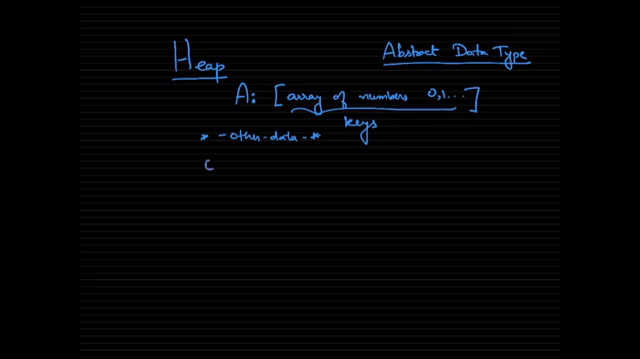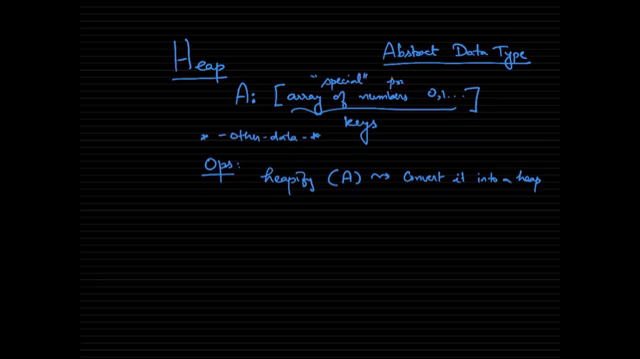The operations are going to be heapify. Given an array A, convert it into a heap. What is a heap? Well, I said a heap is an array, but now let me say it is a special array with some special properties. What are these special properties? Coming right up. Heapify is going to take an ordinary array and make it into a heap.